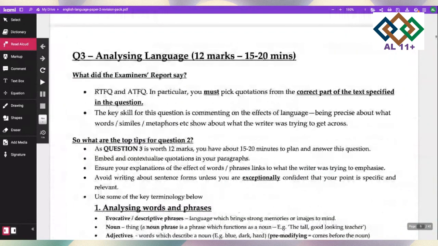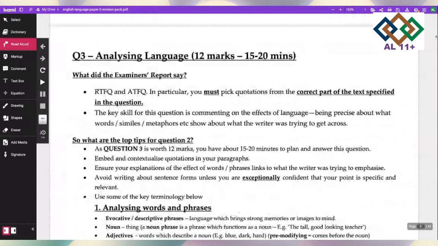That was your second one. Now let's see what you're supposed to write in number 2. Analyzing Question 3, language. 12 marks, 15-20 minutes. What did the examiner's report say? RTFQ and ATFQ. In particular, you must pick quotations from the correct part of the text specified in the question.